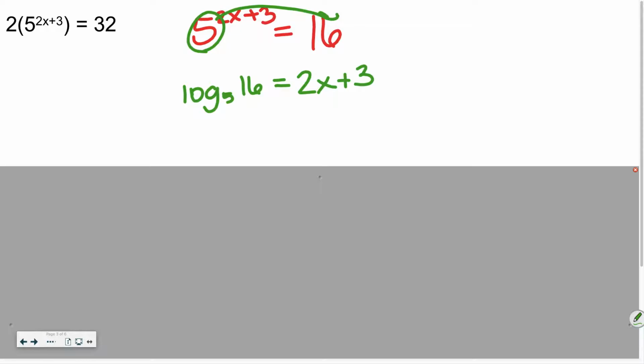Okay? So what we're going to have to do is in our calculator, we're going to have to figure out what log base 5 of 16 is. And then to isolate x, we would have to subtract 3 and then divide everything by 2. Okay, so in your calculator, please evaluate log base 5 of 16. From that, we would subtract the 3 over, and with that difference, we could divide it by 2.